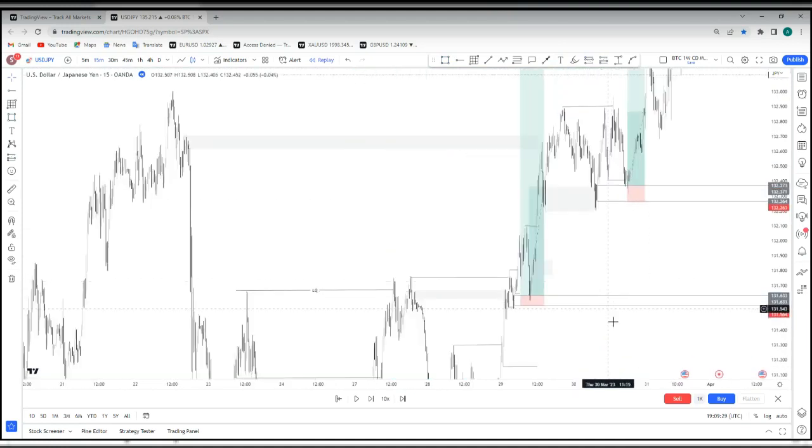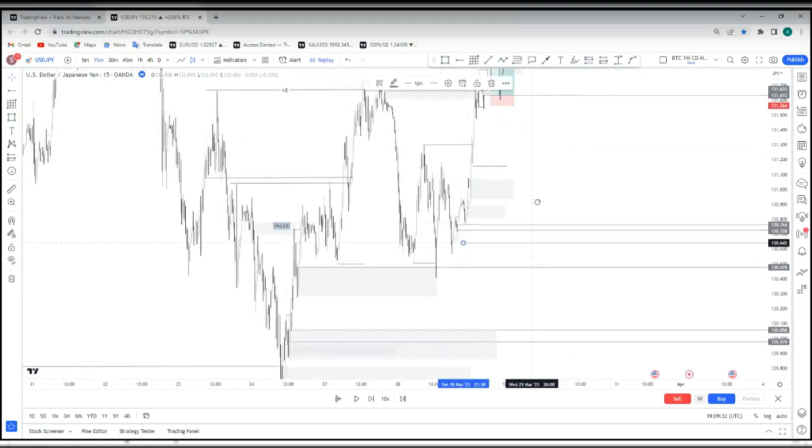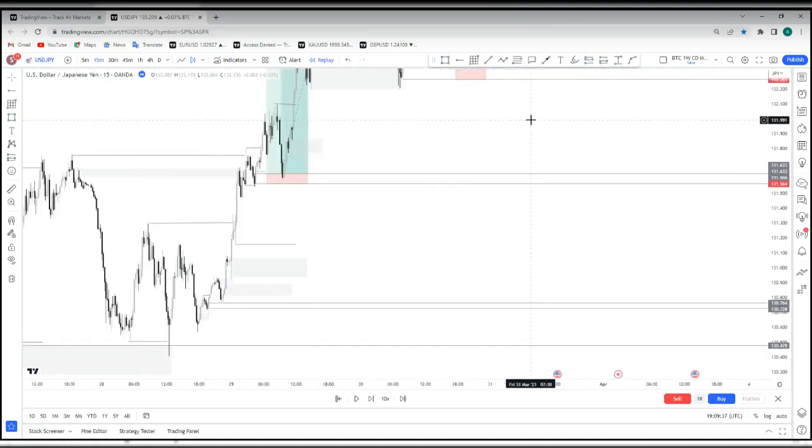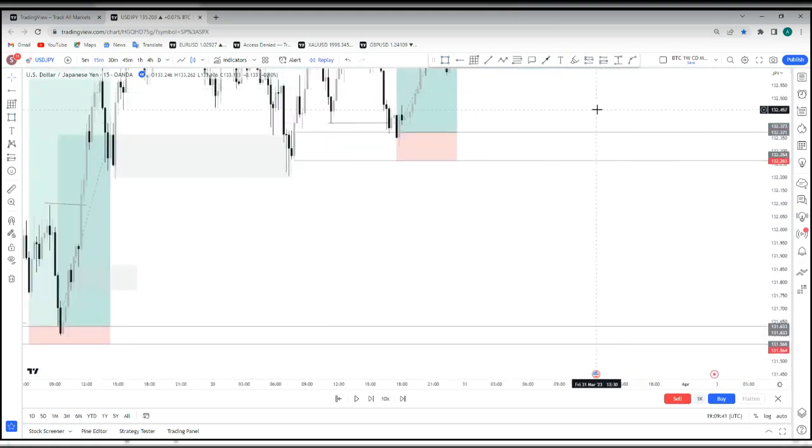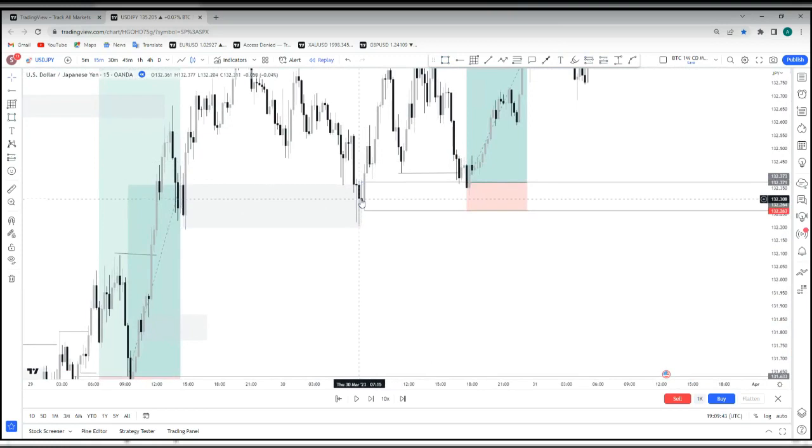Can you see the way I'm taking entry continuously using demand concepts, break of structure and demand zone? That demand is also known as the order block. This part, this opposite candle, is what you call the order block.